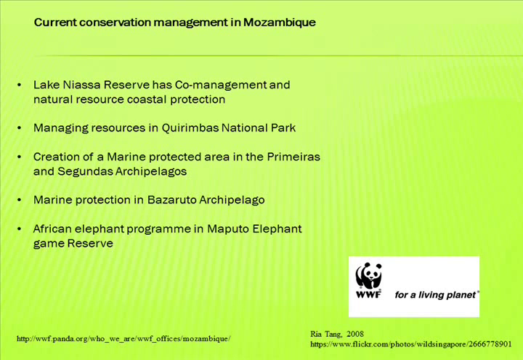Our third stop is the Palmeiras and Cigans archipelagos. This reserve aims to protect mainly marine species. Our fourth stop is the Bazaruto Archipelago Reserve. This reserve focuses on protecting and managing its fragile ecosystem. Lastly, buckle up for the Maputo Elephant Game Reserve, which through its African Elephant Program focuses on protecting elephants as well as other forms of biodiversity.